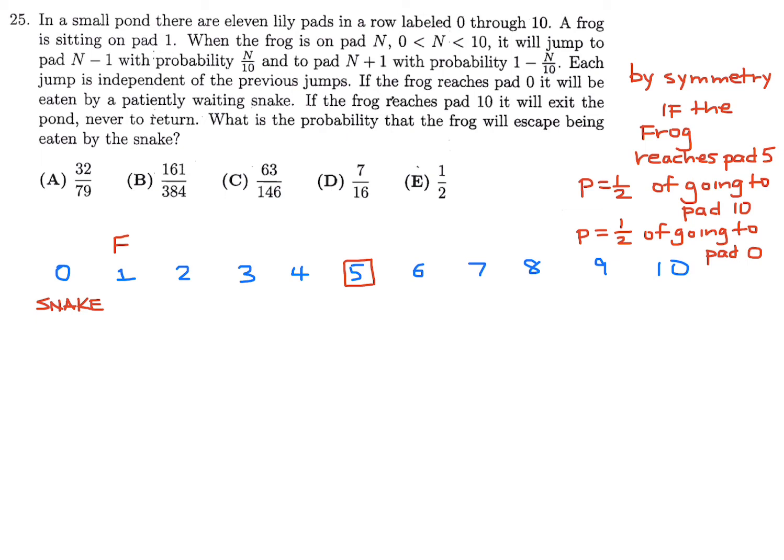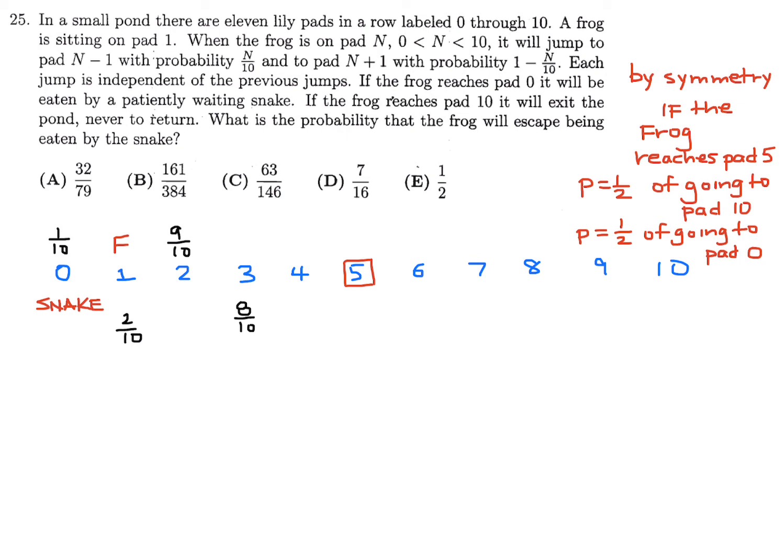Before we jump right in, let's create a few examples of what can happen. He starts at pad 1, and based entirely on the question stem, if he goes to pad 2, that happens with a probability of 9 over 10, and if he goes to pad 0, it happens with a probability of 1 over 10. Now at pad 2, the probability of going back to pad 1 would be 2 over 10, and the probability of going to pad 3 would be 8 over 10.